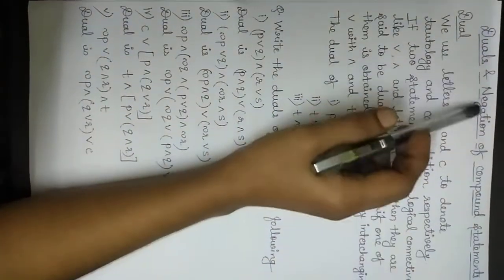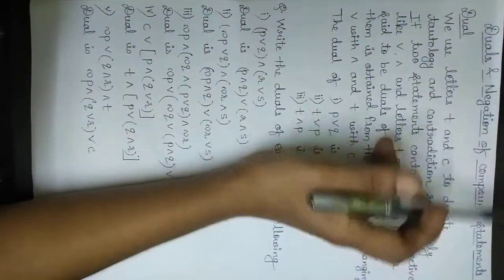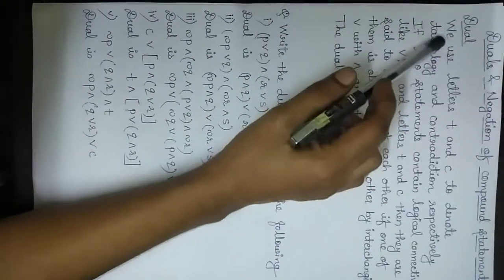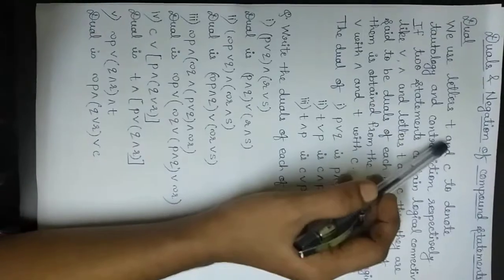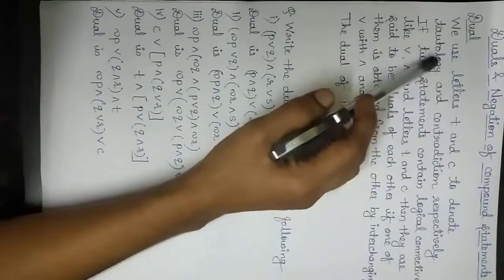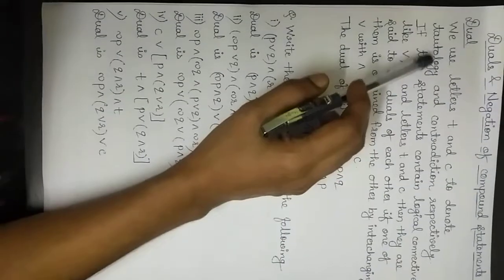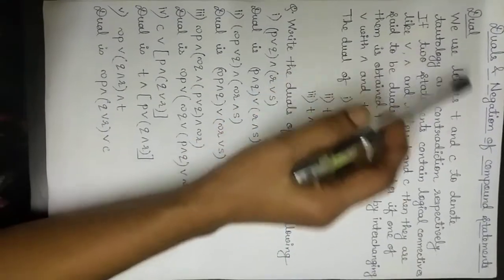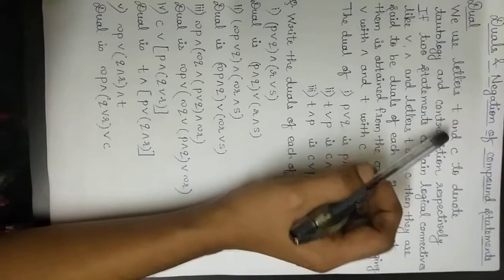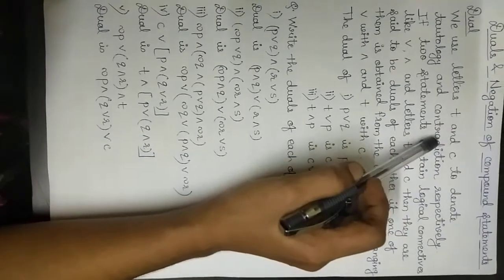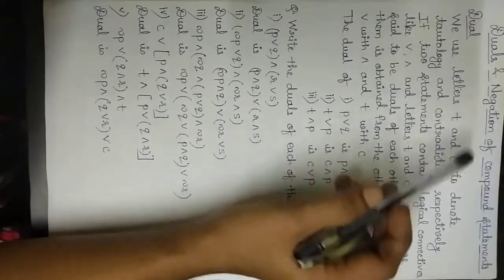Hello students, today we are going to learn duals and negation of the compound statements. Dual: we use letters T and C to denote tautology and contradiction respectively. Means for tautology we use the letter small t, whereas for contradiction we use the letter small c.